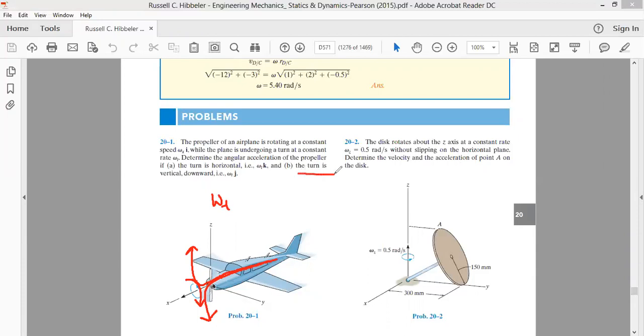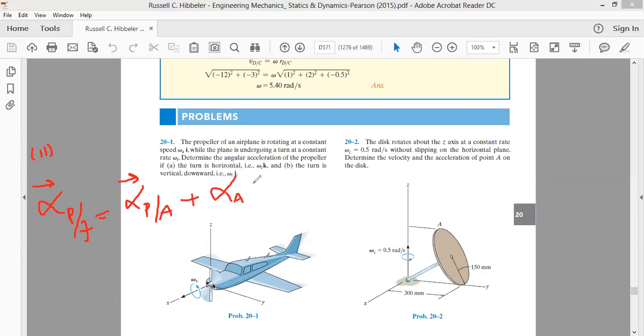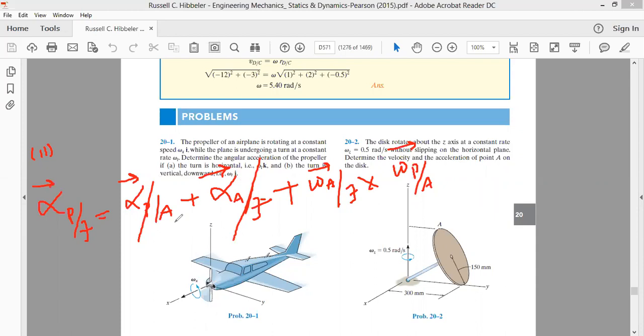Now, part B of the problem says the turn is vertically down. Okay, again we write the angular acceleration for part B. The angular acceleration of the propeller with respect to the ground will be equal to the angular acceleration of the propeller with respect to the aircraft plus the angular acceleration of the aircraft with respect to the ground plus the cross product of the angular velocity of the aircraft with respect to the ground with the angular velocity of the propeller with respect to the aircraft. Okay, the first two terms are equal to zero because the angular velocity of the propeller with respect to the aircraft is constant and the angular velocity of the aircraft with respect to the ground is constant. Therefore, their derivatives will be equal to zero.